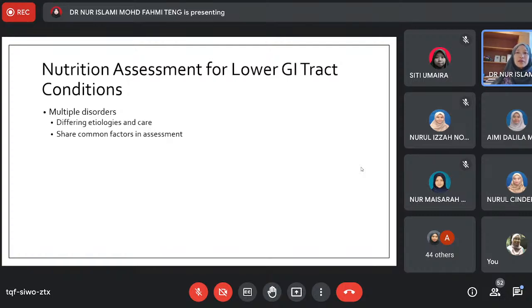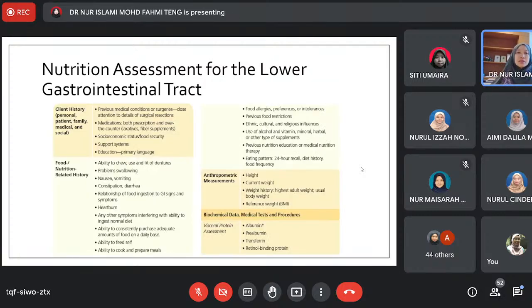Nutrition assessment for lower GI tract conditions. There are actually multiple disorders, because you know there are different compartments in our lower GI tract. So because of the multiple disorders, there are different etiologies and care. For the nutrition assessment, each of the disorders actually shares common factors in assessment. Okay, so this is the nutrition assessment for the lower GI tract.